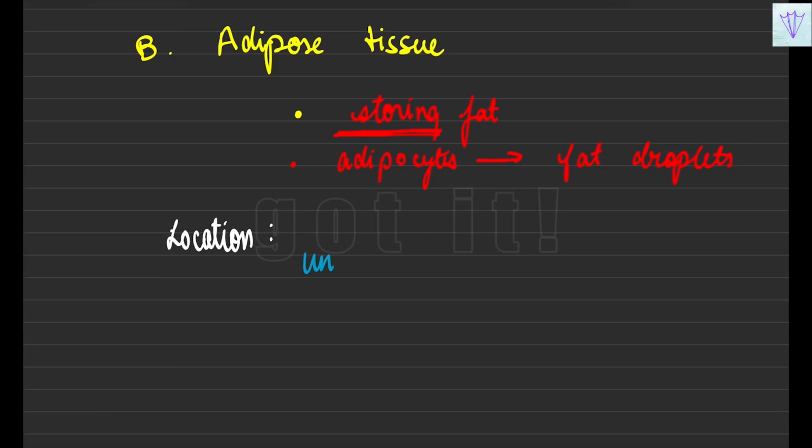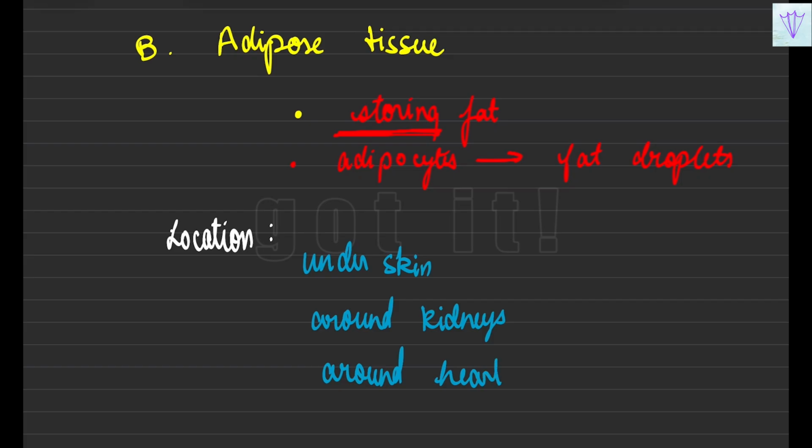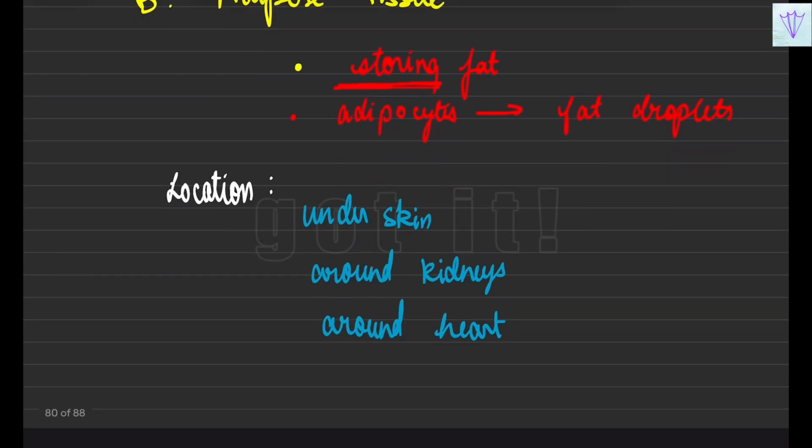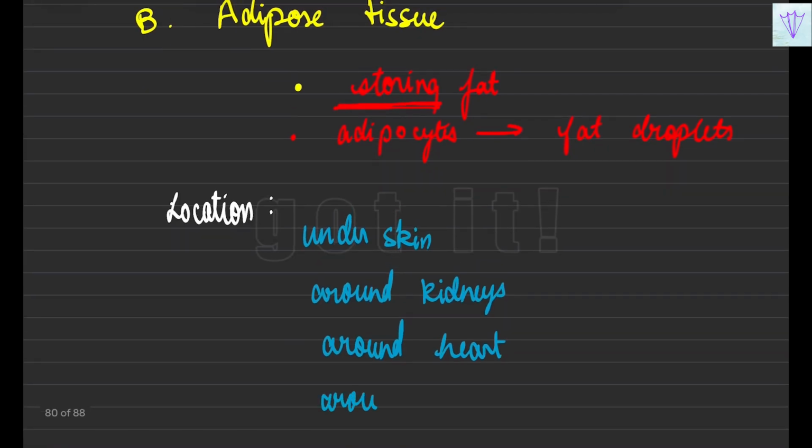under skin, as it stores fat. So it is found under skin, around kidneys, around heart, and around eyeballs. Okay, so what is its function?